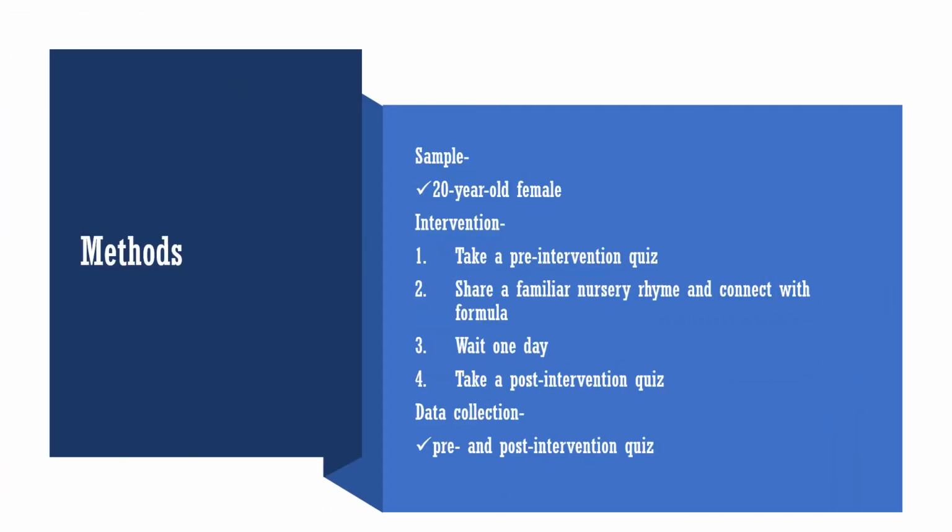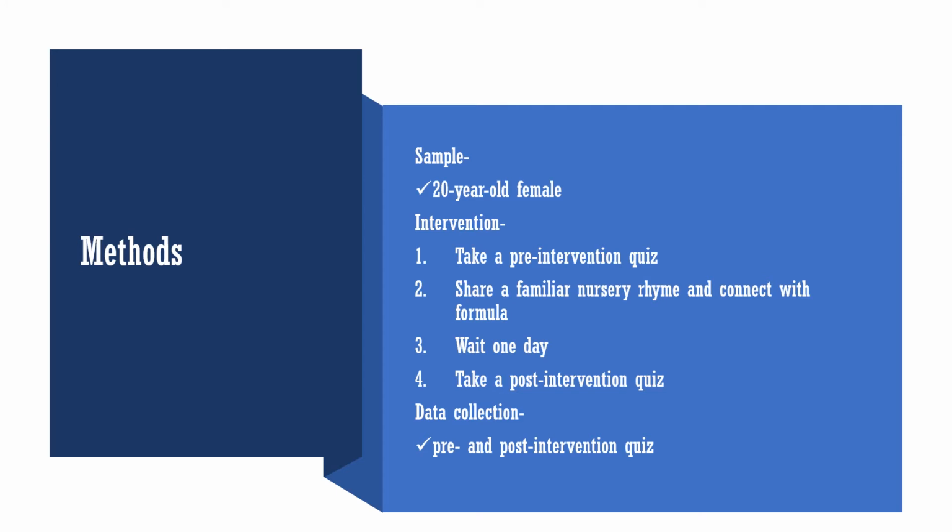For my sample size, I just had one person. She was a 20-year-old female. The female is a full-time college student studying psychology at Florida State University. I selected this subject to be a representative of this lab because we were in the same class the year that both of us learned this formula, so I know that she knows it.